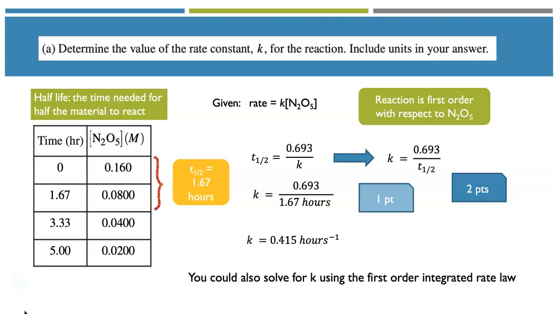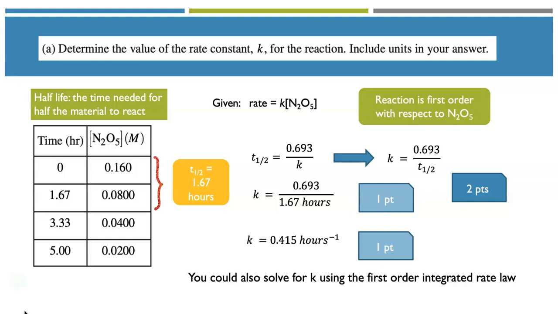The first point was for appropriately setting up the answer with a correct half-life, and the second point was for getting a correct value with correct units. In this case, inverse hours. Now, I suppose you could have converted your time to minutes or seconds and reported that consistently. What's important is that your answer and your work and your units all correspond.